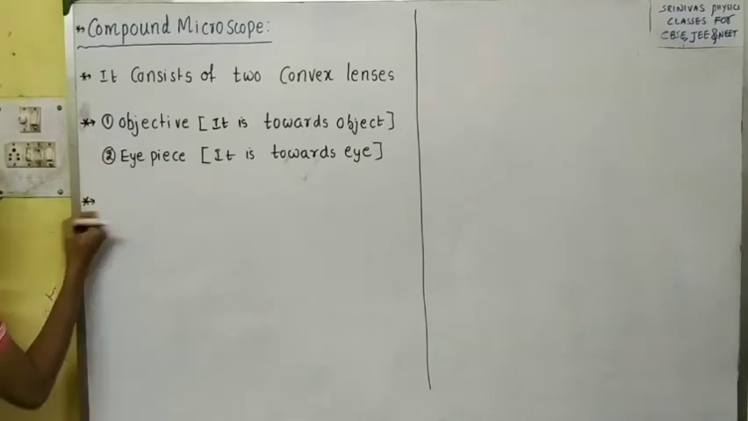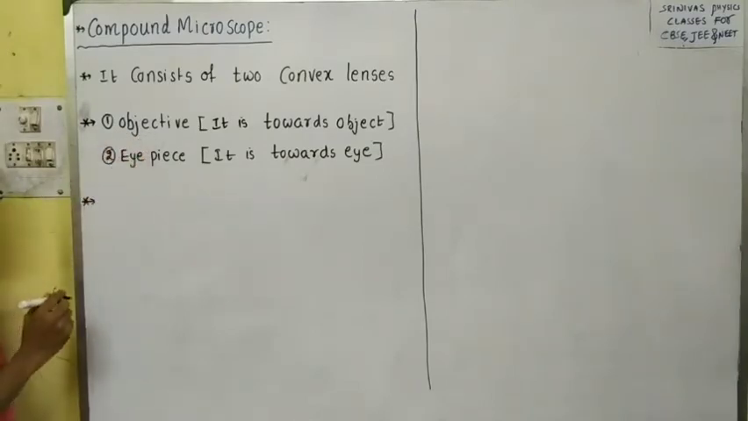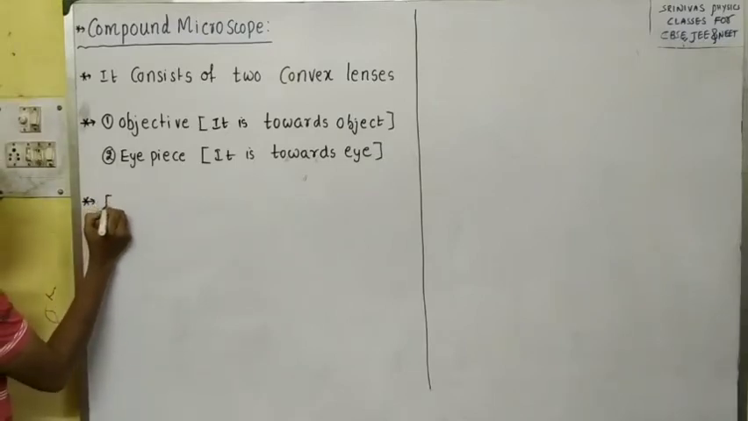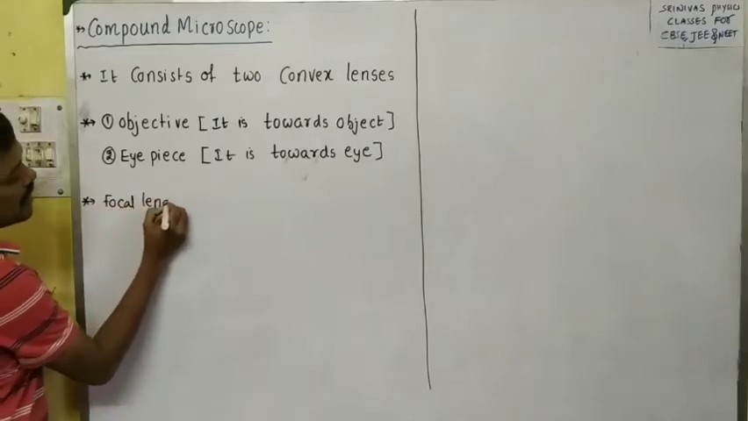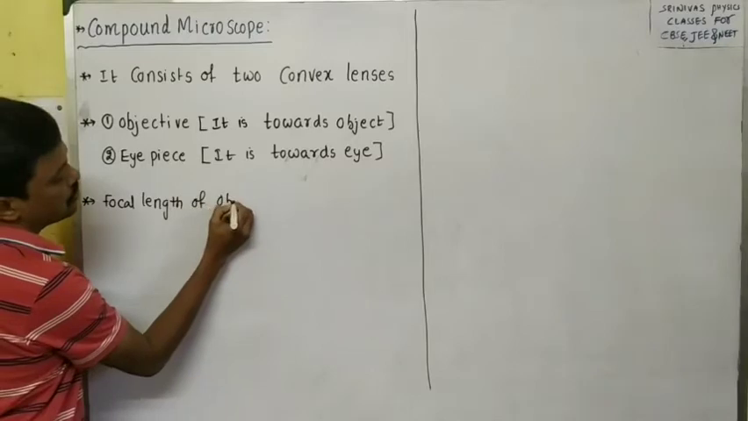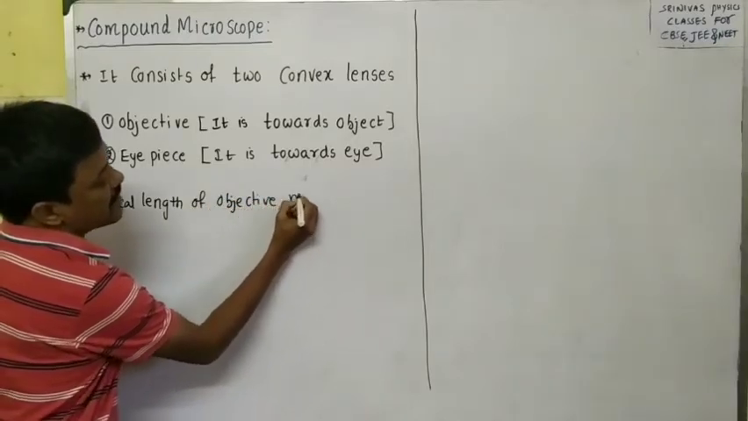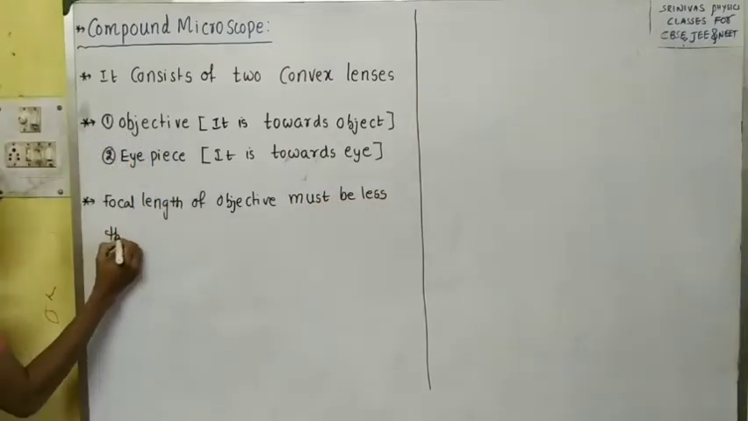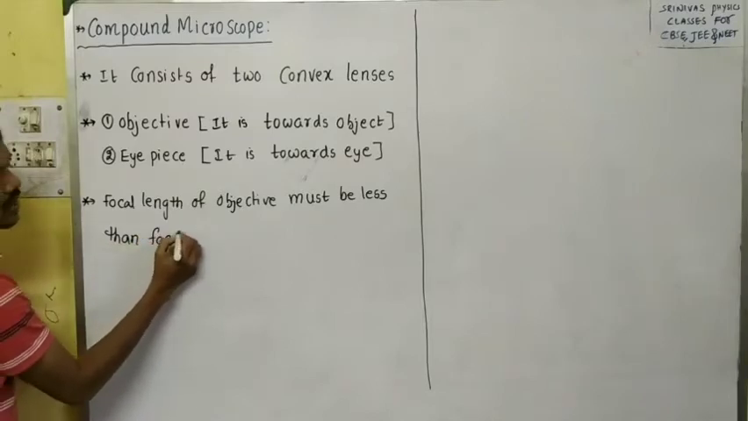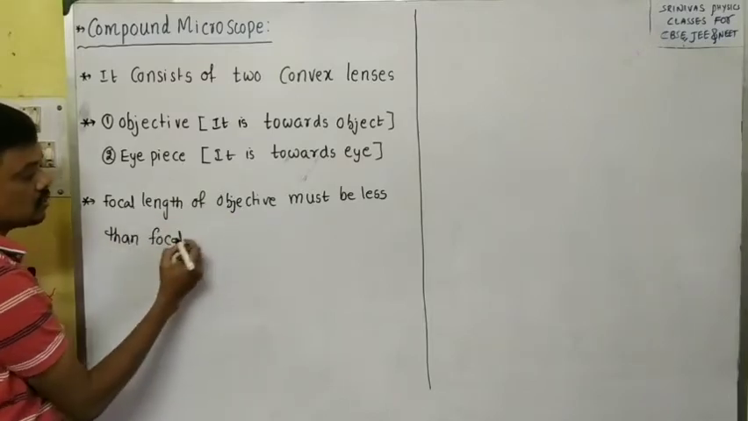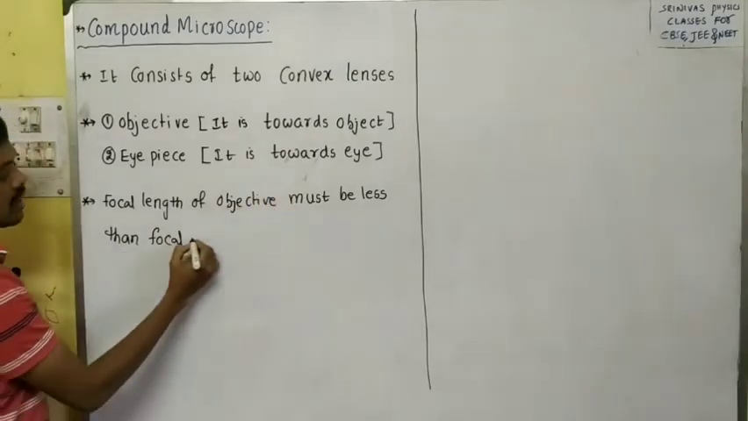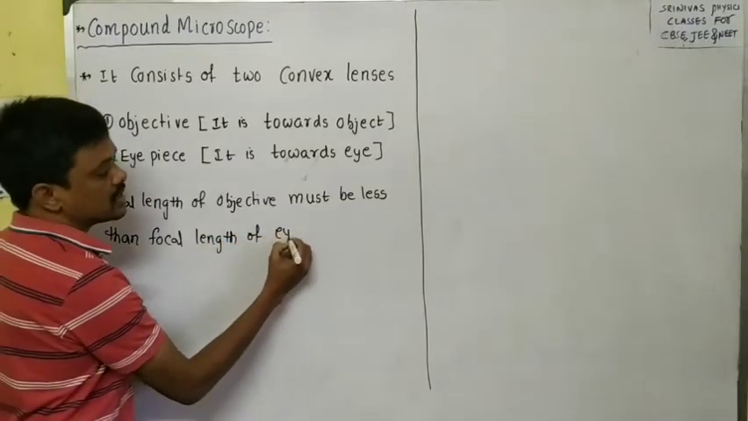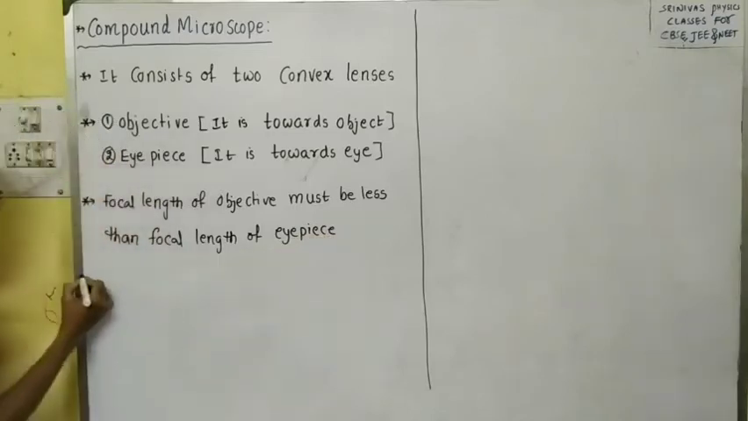Now, one more point I am going to explain. While selecting the two lenses, the focal length of the objective must be less than the focal length of the eyepiece. We have to select the two lenses such that the objective's focal length is less than the focal length of the eyepiece.